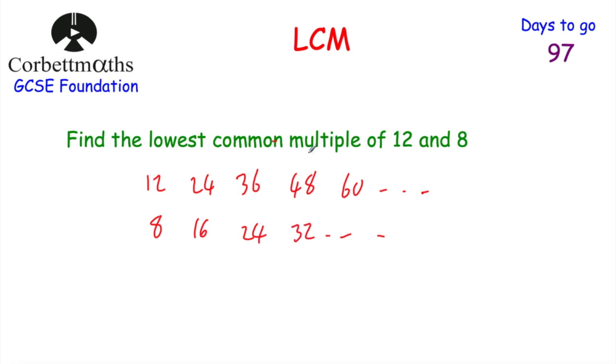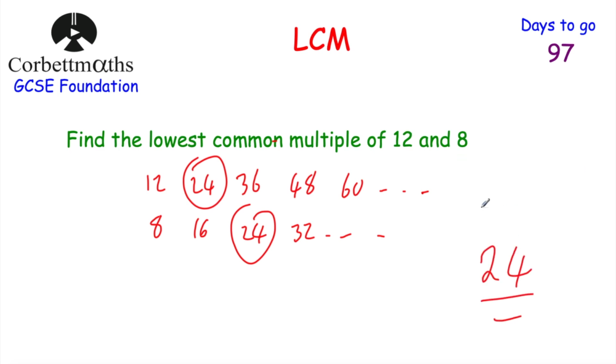And we're looking for the lowest common multiple. That's the first common multiple. So as you can see here, 24 is in both of the lists. So the lowest common multiple of 12 and 8 would be 24. And that's it. So hopefully you got that right. Okay, so we've had a look at multiples, common multiples, and the lowest common multiple.